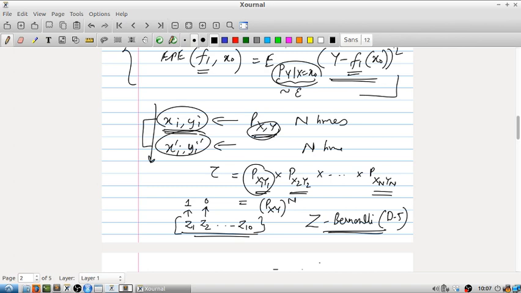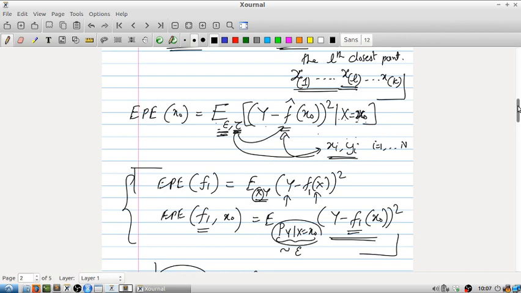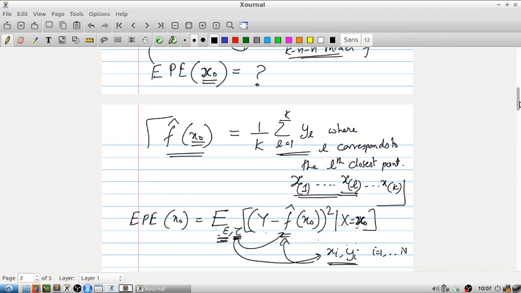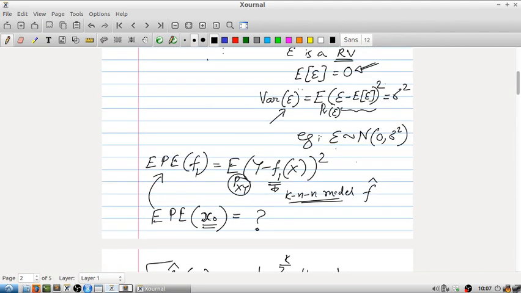But all you need to understand is the two changes which happened from the definition of EPE. The first change was I fixed x naught. So think of the testing side. Instead of x and y being random variables, I said let me fix x naught. Then the only randomness is y. And it so happens in my model that y is just a linear function of epsilon, which is the only random variable. So that's why I wrote a subscript epsilon. The second change which is happening is, I just made the f, okay, in the EPE definition, what is this f?